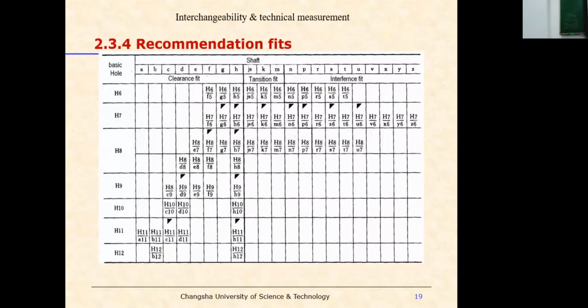So, the recommendation phase. Do you have a question, online student? Hello?